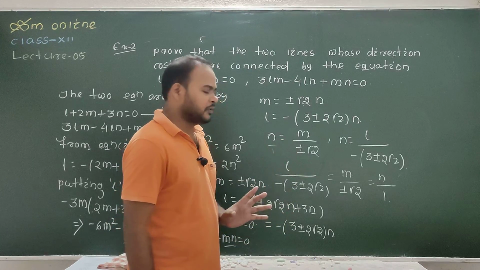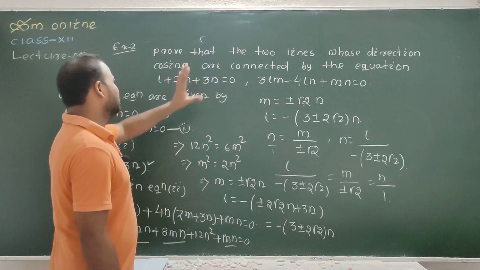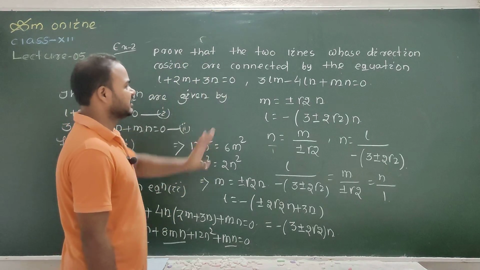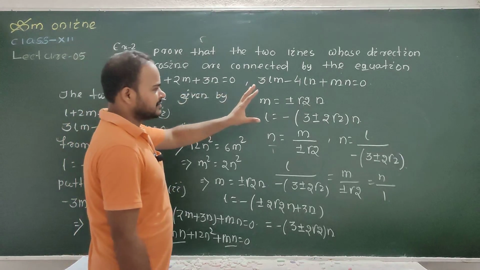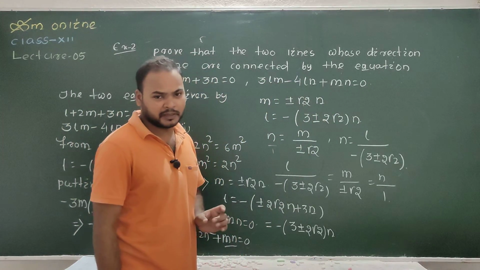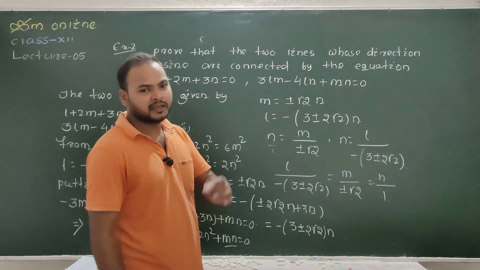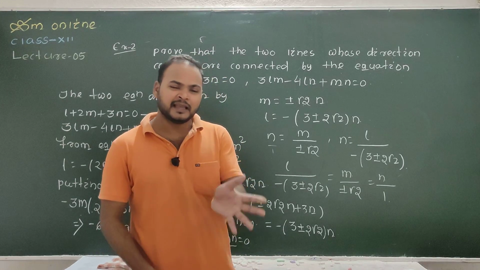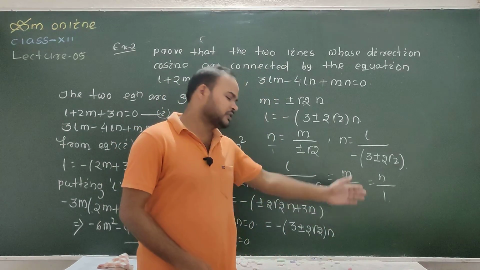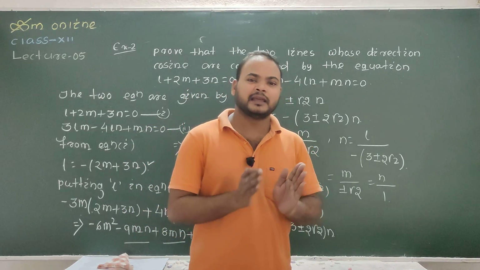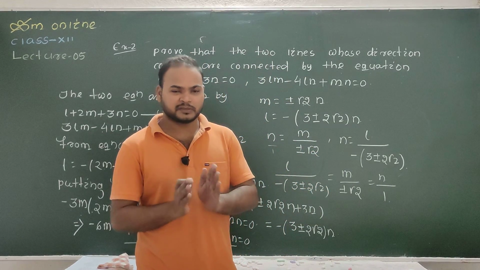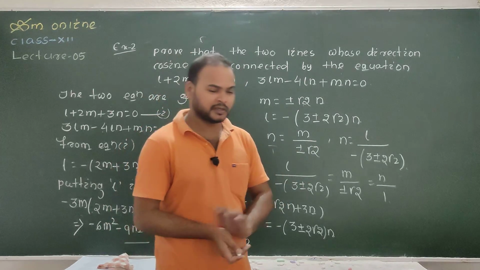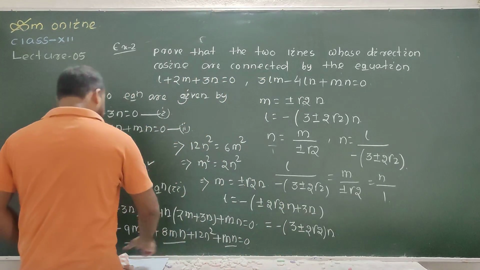Then we proceed to the question: prove that the two lines whose direction cosines are connected by the equation are perpendicular. If we find the individual DRs of the two lines, that is L1's DRs and L2's DRs from this equation, then we multiply the corresponding DRs of the two lines, and that gives our proof.